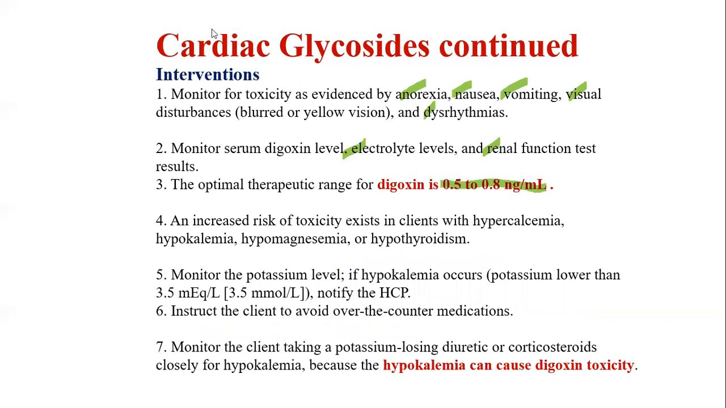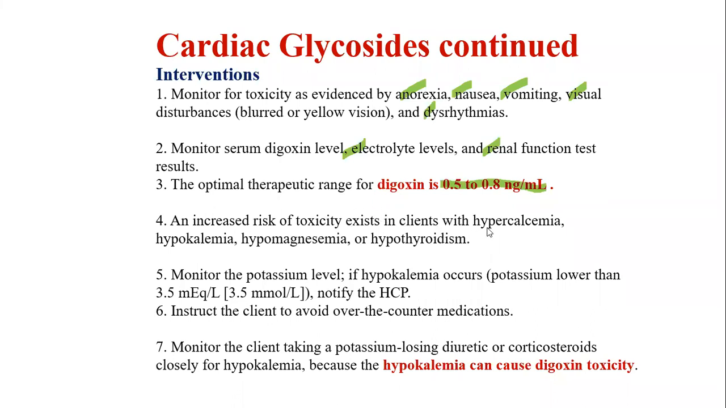So what should we monitor or do for intervention? Monitor for toxicity, as evidenced by anorexia, nausea, vomiting, visual disturbance, and dysrhythmias. Monitor the serum digoxin level, electrolyte levels, and renal function tests. Why electrolyte levels? Because when the potassium level goes down, the magnesium level goes down, or the calcium level goes up, it precipitates digoxin toxicity. The optimal therapeutic range for digoxin is 0.5 to 0.8 ng/mL.